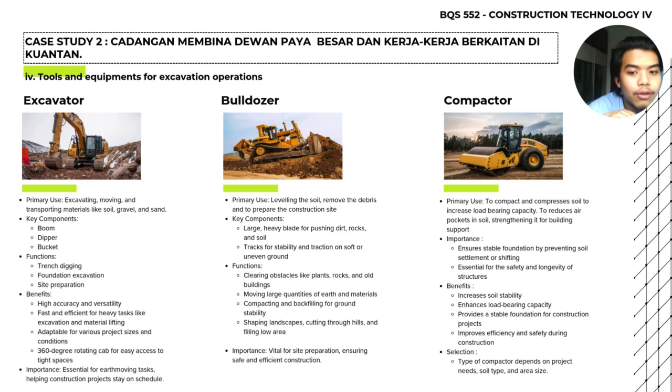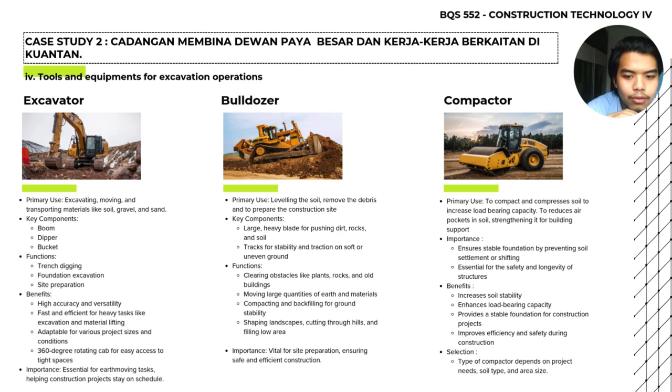So next we have the bulldozer, which is primarily used for leveling the soil, removing debris, and preparing the construction sites. The key components of the bulldozer are its large size and heavy blades for pushing dirt, rock, and soil, and the tracks of the bulldozer give stability and traction on soft or uneven ground. So, what is the function of the bulldozer?